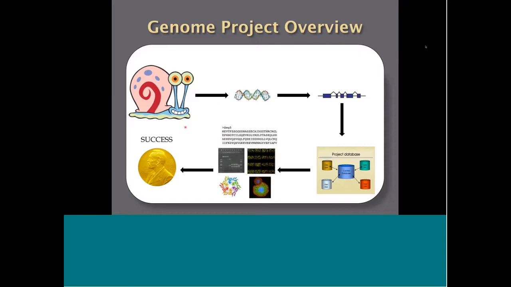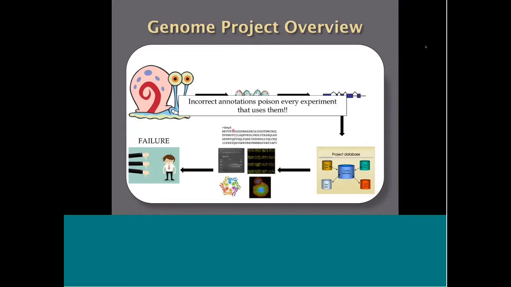But if those annotations are incorrect, then my experiments will fail and my career will go in a different direction. And it's important to know it doesn't matter how hard I work, because incorrect annotations poison every experiment that uses them. It's a lot like the popular saying, all models are wrong, but some are just more wrong than others. So quality control is paramount, and having an evidence trail attached to each gene annotation is critical for the downstream researcher to know just how much confidence to have in each part of the gene model.